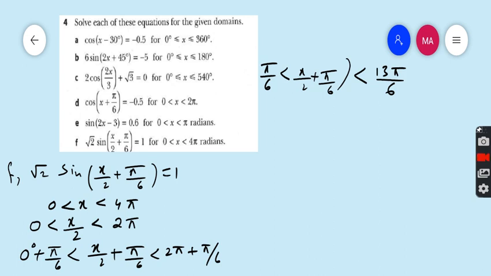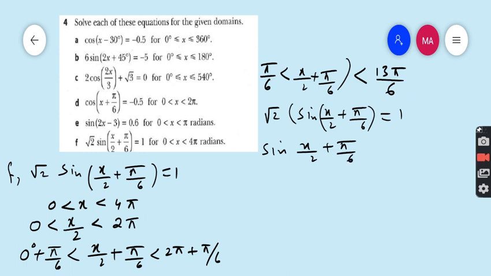Okay. Now write the question again. Root 2 sine of x by 2 plus pi by 6 is equal to 1. Sine of x by 2 plus pi by 6. Shift this root 2 to the other side, it will be 1 upon root 2. And this value of sine given is positive. And you know sine is positive in the first and in the second quadrant. Okay.